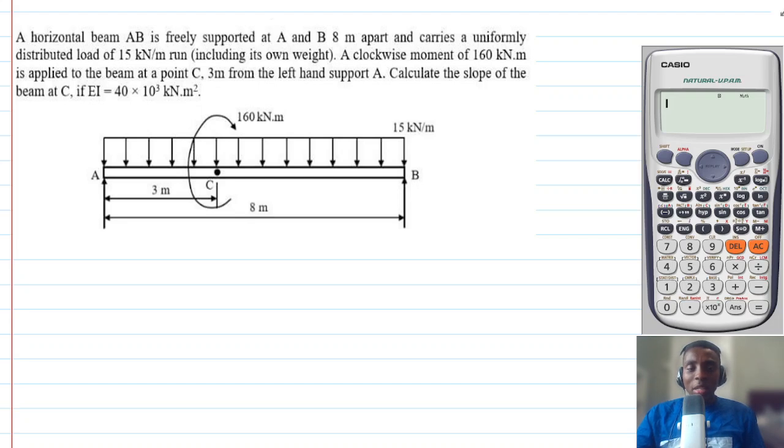We are looking at a simply supported beam, which has a uniformly distributed load, or what we normally call a UDL, and then we have a concentrated moment. So let's read the problem together and solve it.